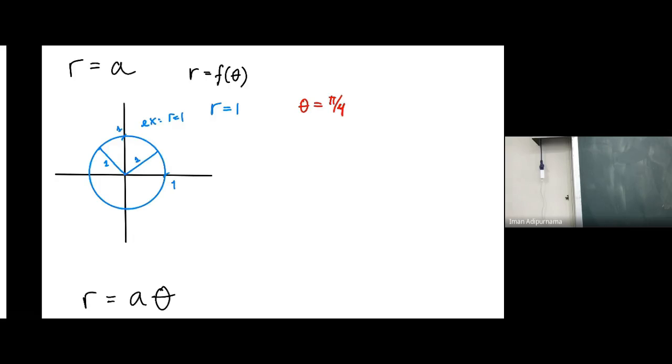What about if I have just theta is pi over 4? What does the graph look like if you just have theta is pi over 4? Here, if r equal 1, then it's just a circle. If r equal 2, then another circle but bigger. R equal 3, larger. The circle becomes larger. But here, pi over 4.